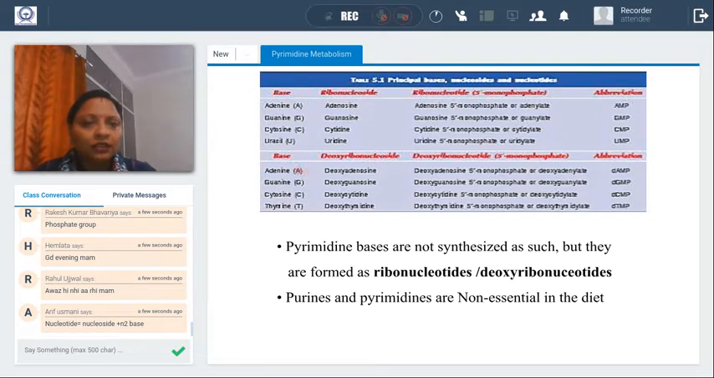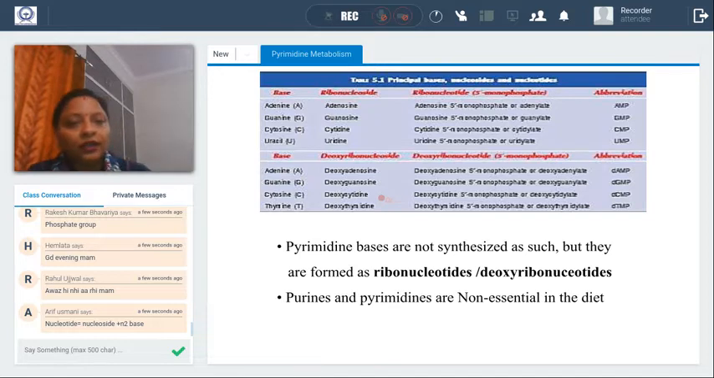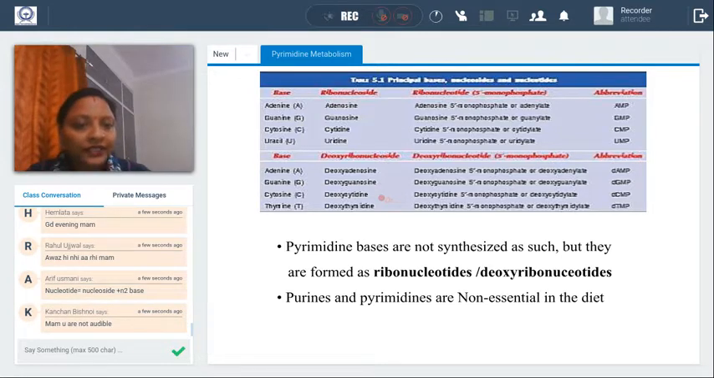Likewise, this is the composition of DNA. We can see here adenine. This adenine base creates deoxyribonucleoside, that is deoxyadenosine, guanine deoxyguanosine, cytosine deoxycytidine. Then likewise thymine creates deoxythymidine.